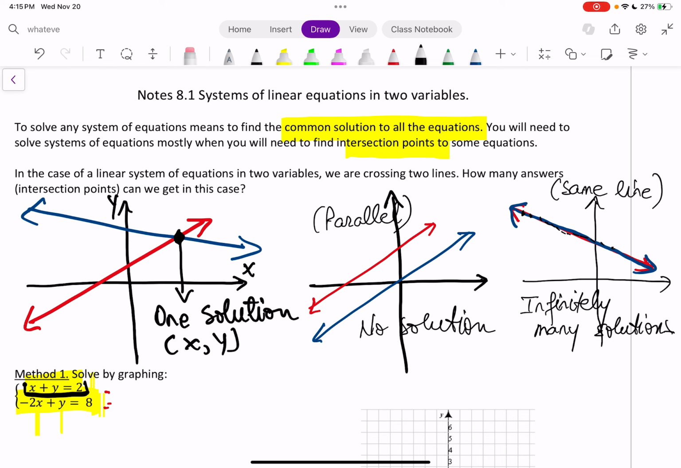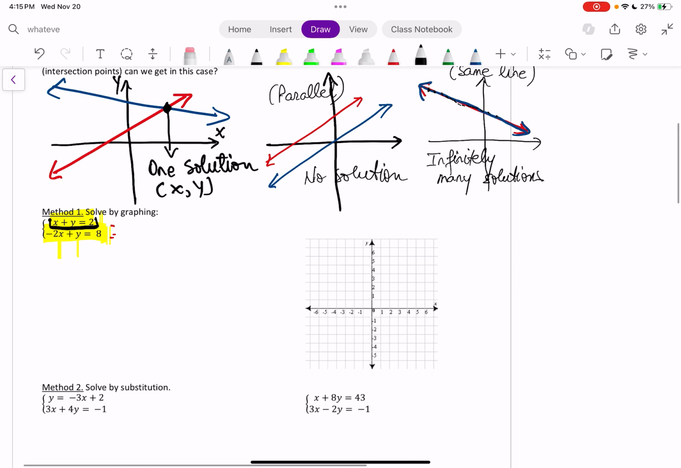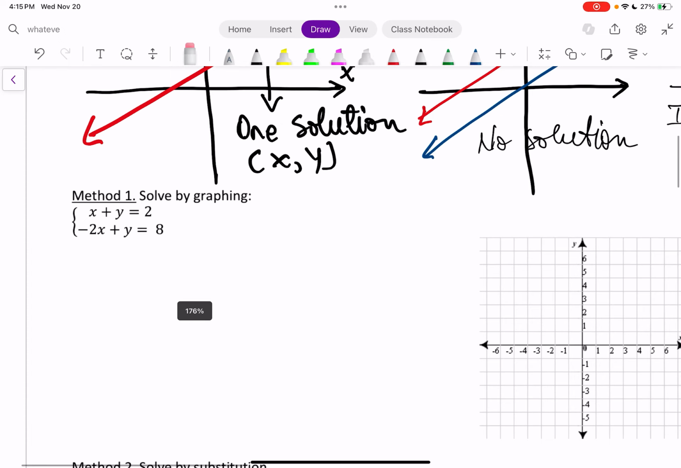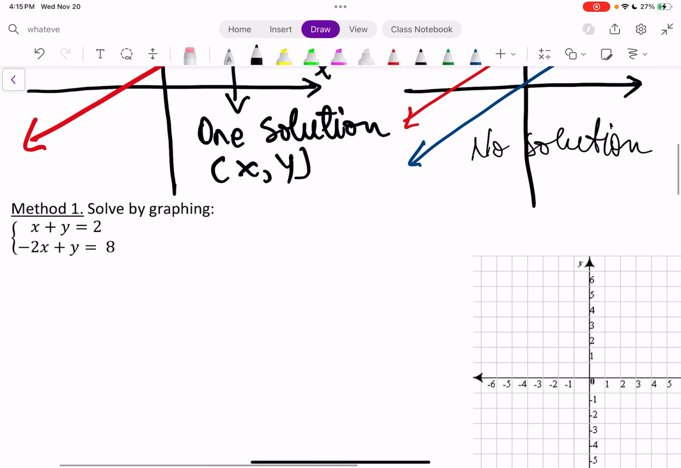Okay. So whatever method we're going to use to solve these systems, what we expect from a linear system of 2 equations in 2 variables is either 1 solution, no solution, or infinitely many solutions. Okay, so here it is. Let's solve by graphing. So this is our first method. Now what I'm going to do is take each of these equations on the side.